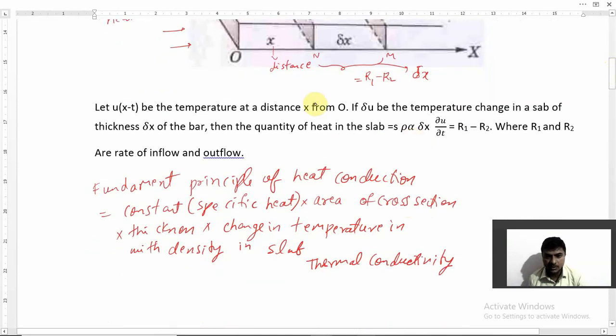You can see the temperature doesn't remain the same from one end to another. If you take the temperature at N and M, it will change. So that change I have taken as the rate of change of temperature, that is dou u upon dou t, which is the heat in the slab. So here I say heat in the slab is R1 minus R2. This equation is very, very important, where R1 and R2 are the rate of inflow and outflow. Please remember this. You write it orally, but this equation you please remember, don't miss it. Keep this as equation number 1.